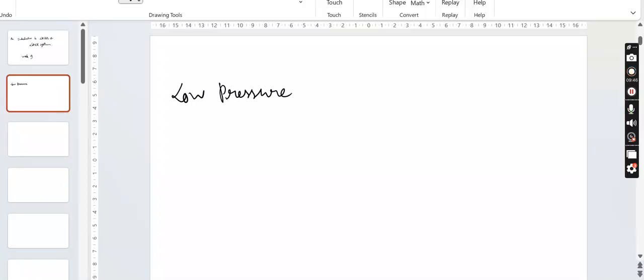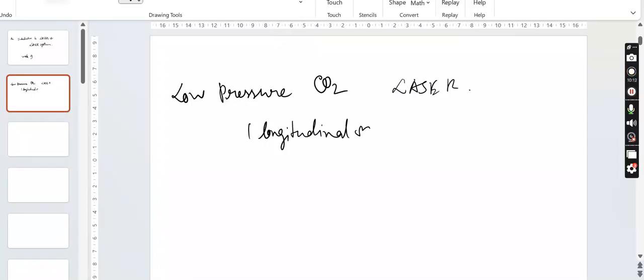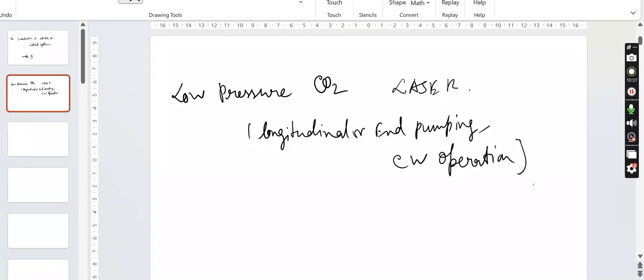Low pressure carbon dioxide laser. We use longitudinal or end pumping here, and this laser operates in the CW mode.